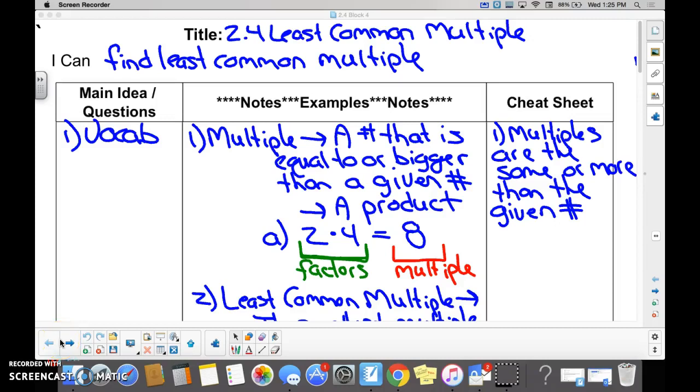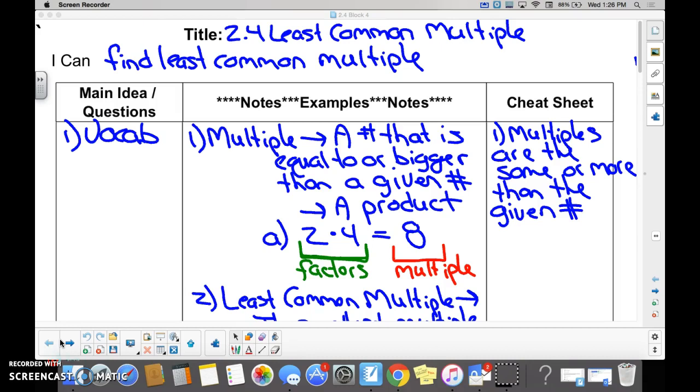2.4 least common multiples. I can find least common multiple. Here's the key question: can you all find least common multiple? Yes. Good. Those of you that did these notes on Friday, hopefully that practice yesterday refreshed your memory. And those of you that were with me yesterday, hopefully you're like, hey, I totally get this.